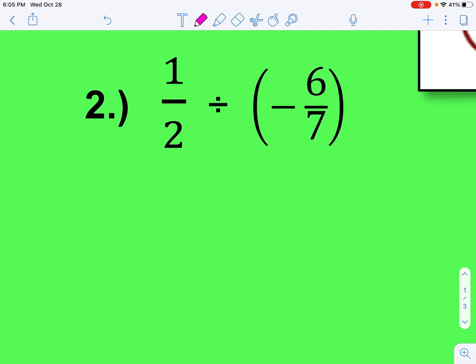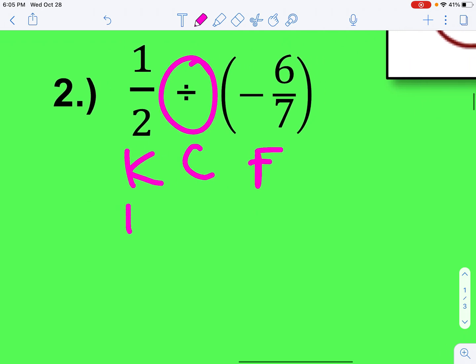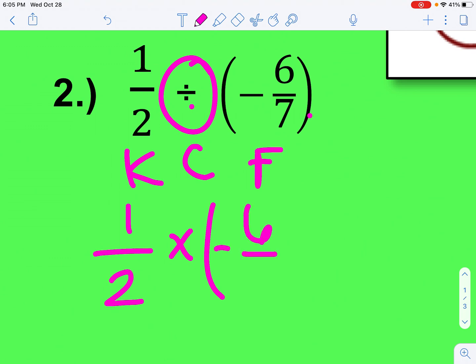Okay, let's look at number 2. 1/2 divided by -6/7. If you notice, I'm dividing, so that means I need to do keep, change, flip. I'm going to keep my first fraction, which is 1/2. Change my divided sign to a multiplied sign. Change my -6/7, I'm going to flip it to... oops, I wrote the same thing. -7/6.